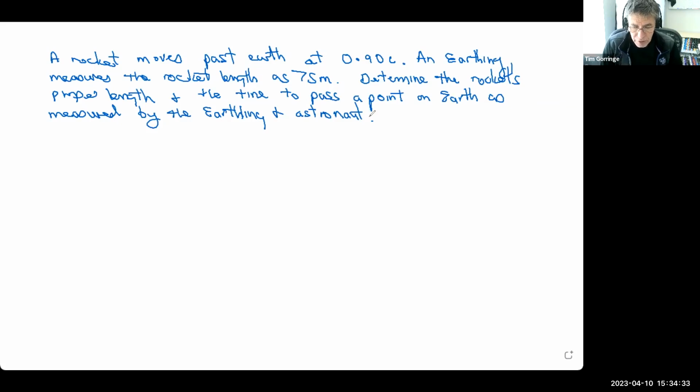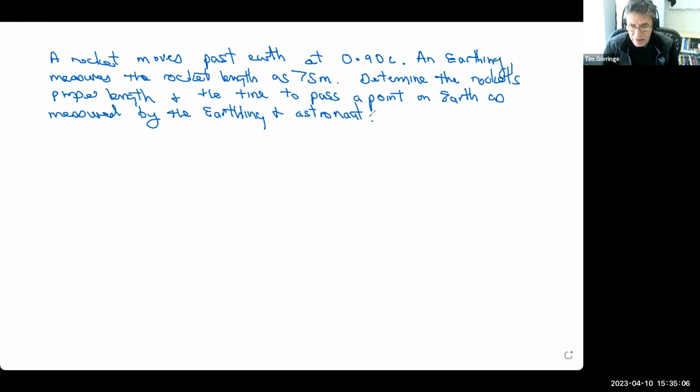So the question asks us to determine several things. We've got to determine the true length of the rocket. We've got to determine the time it takes the rocket to pass by a point on Earth, say the Earthling's location, as measured by the Earthling and as measured by the astronaut. And the other piece of information we're given is the Earthling has observed the length of the rocket to be 75 meters.